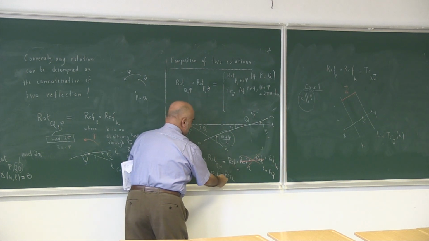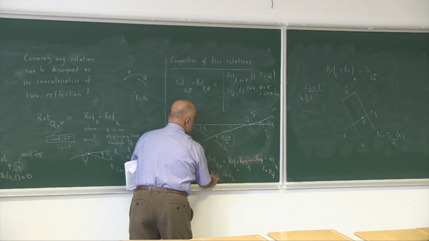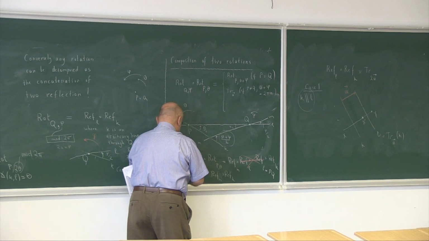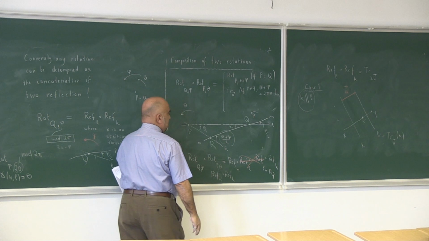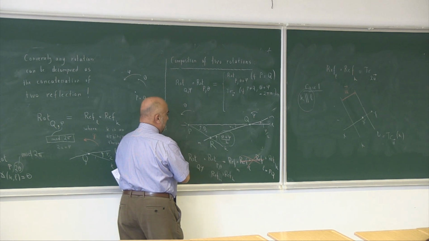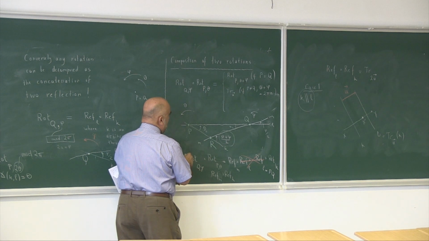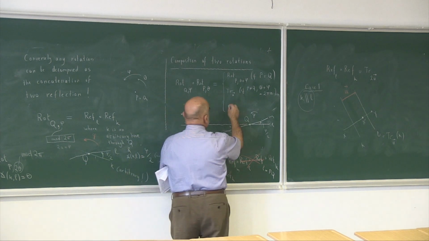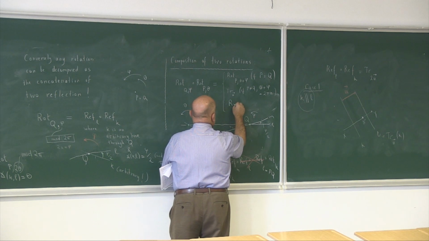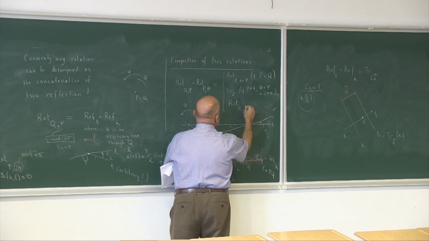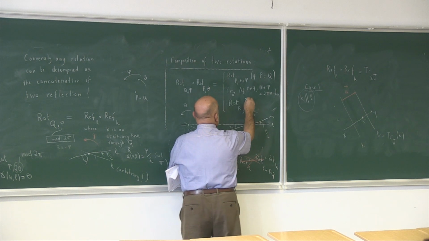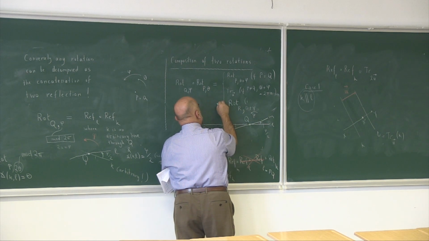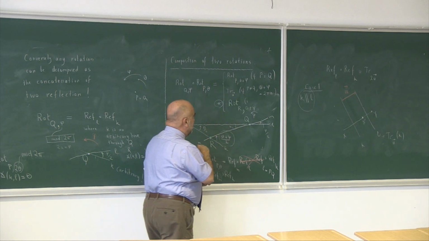Then you have one reflection in K, one reflection in M, and these lines are not parallel. They intersect in some point R. Let me write it in color. So this is the interesting case. This gives you the rotation about the point R through angle theta plus phi. So all the rest is uninteresting. This is the interesting case.